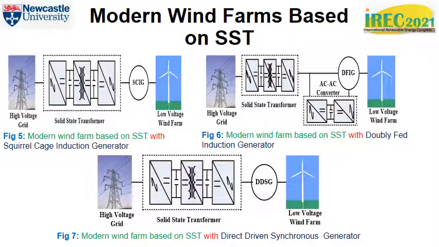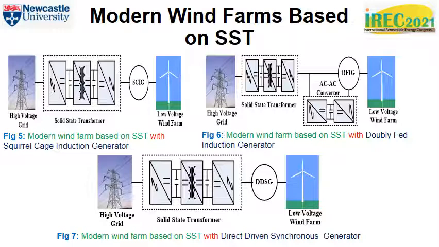Modern wind farms based on solid-state transformer. In order to ensure smooth and efficient grid integration of wind farms, the solid-state transformer technology is employed to replace the STATCOM, the bulky transformer, and the reactive power compensation devices used in the conventional wind farms shown in the previous slides. Figures 5 through 7 show the functional diagram of solid-state transformer in modern wind farms.